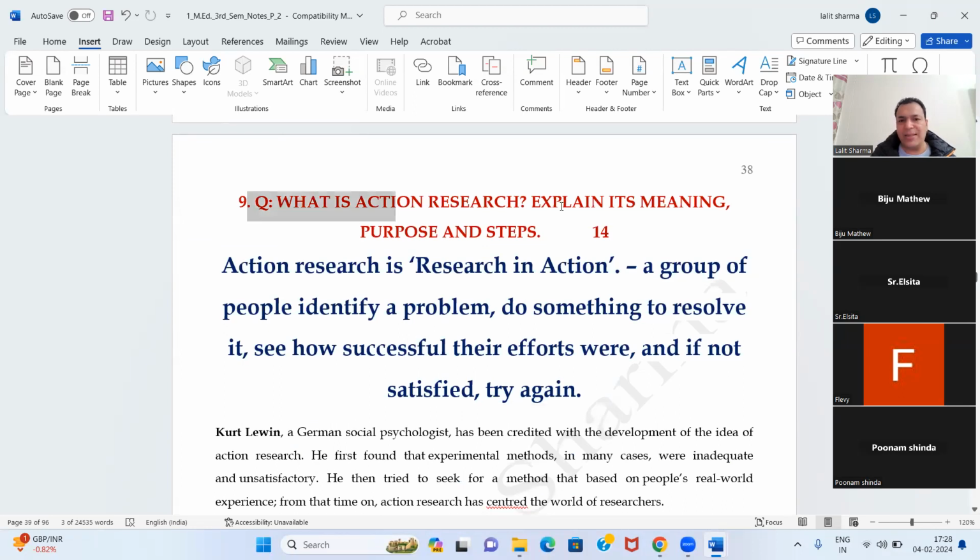The last question, the ninth question, is: what do you understand by action research? Explain its meaning, purpose and steps. This is the same thing we did last time in educational research: three types of educational research. One is fundamental research, second is applied research, and this is the third, action research.